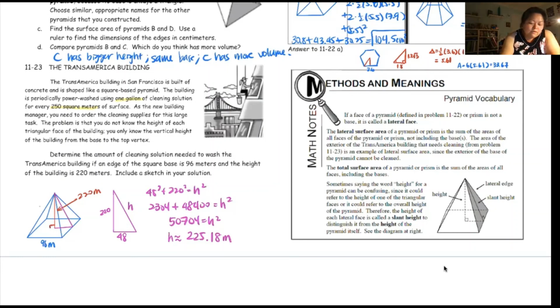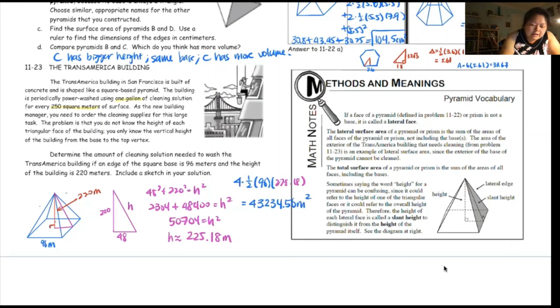So we're only looking at the 4 triangles around. So the surface area is going to be 4 times 1/2 times the base of 96 times the height you just got, which is 225.18. All right. So how much am I cleaning? So that's 4 times 1/2 times 96 times 225.18. So you are cleaning, wow, 43,234.56 square meters.